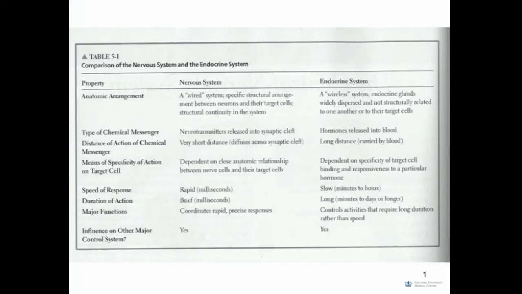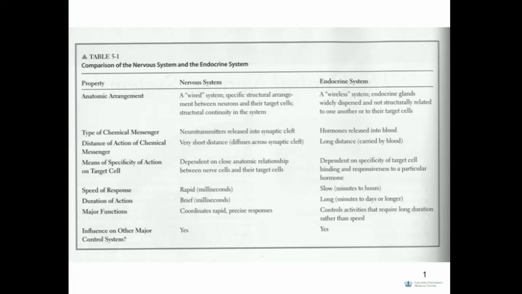Distance of action. Neurotransmitters act on short distances. Okay? They're released onto the neighboring cell. Hormones act on long distances. They travel through the bloodstream and they act at distant sites. Both have specificity in terms of what they will act on. And the specificity is based on the presence of a receptor that binds to the neurotransmitter or to the hormone. Okay, so both are going to act with a great degree of specificity.